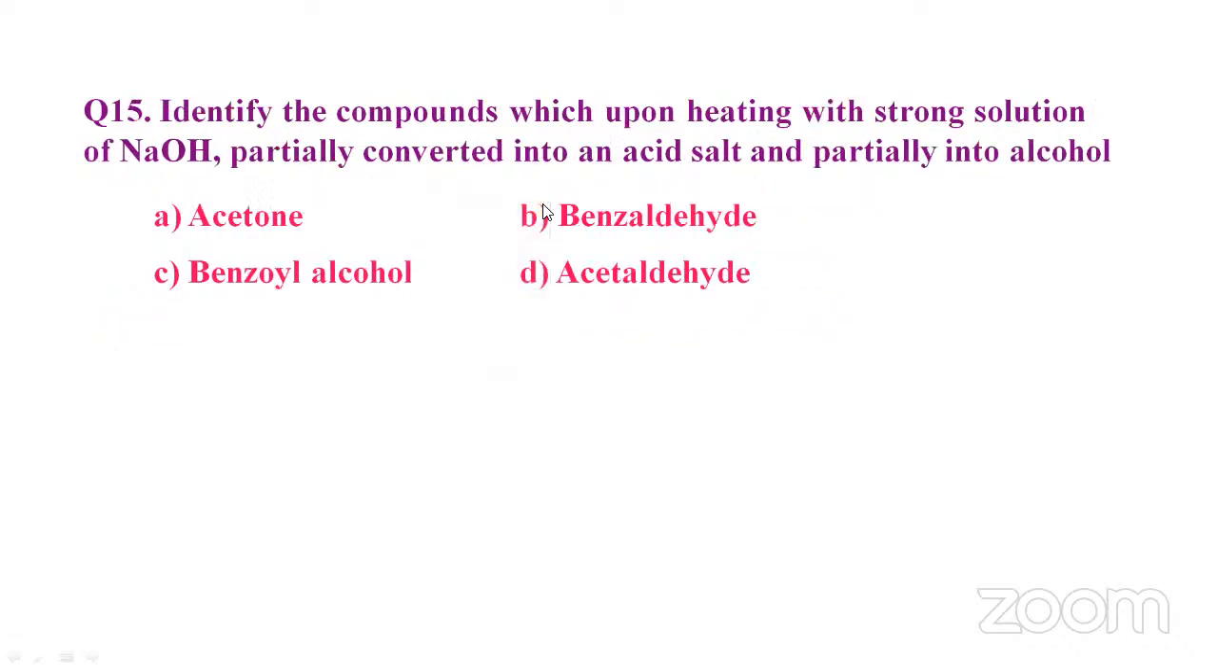Identify the compounds which upon heating with strong solution of NaOH are partially converted into an acid salt and partially into alcohol. Yes, it is B. The right answer is B, benzaldehyde.